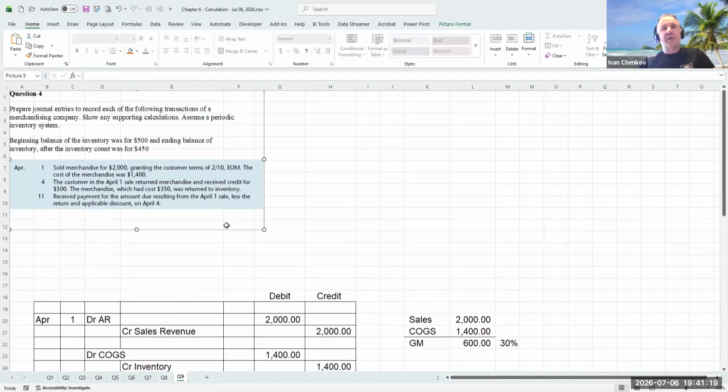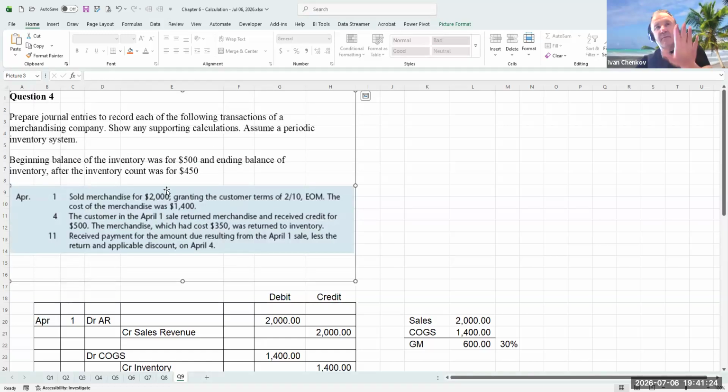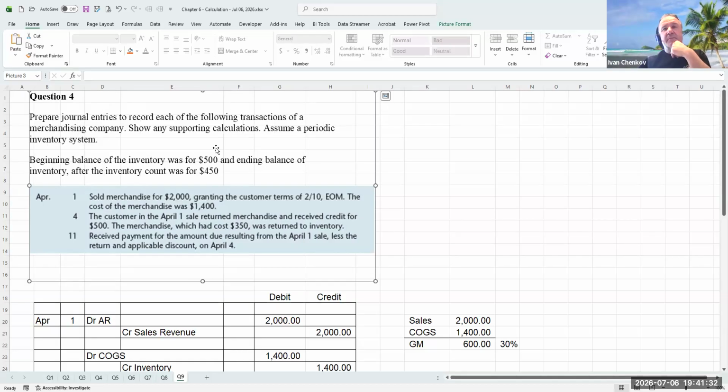Now the question here will be, again, the same information. However, now we're running the periodic system. And as you remember, in the periodic inventory system, we count the inventory, usually at the end of the period. So at the previous end of the period when we counted it, we had the beginning balance of $500, and the ending balance of the inventory after the inventory count was $450. Why do we need this? Because otherwise we won't be able to get the cost of goods sold.